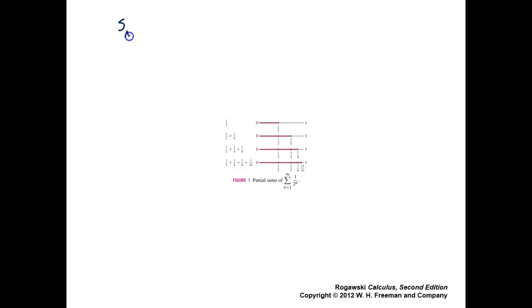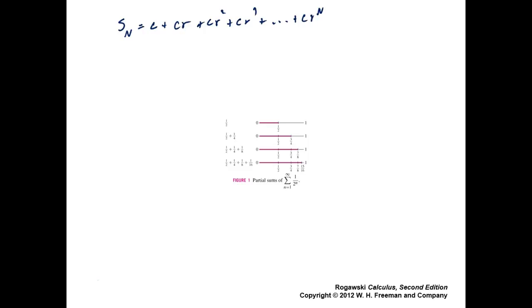If you have a sequence, a series, partial sum S sub n, that is equal to C plus CR plus CR squared plus CR cubed plus, dot, dot, dot, plus CR to the n. See, this is a partial sum. We're only going to the nth term.